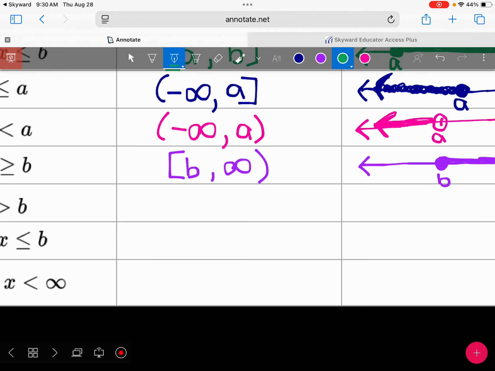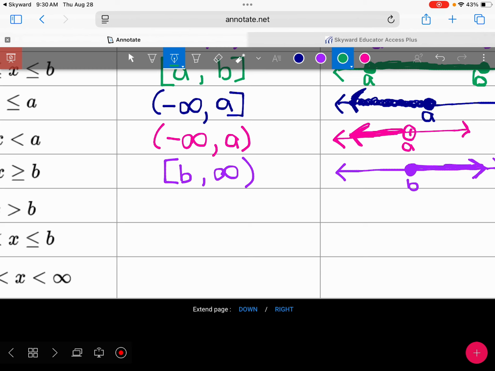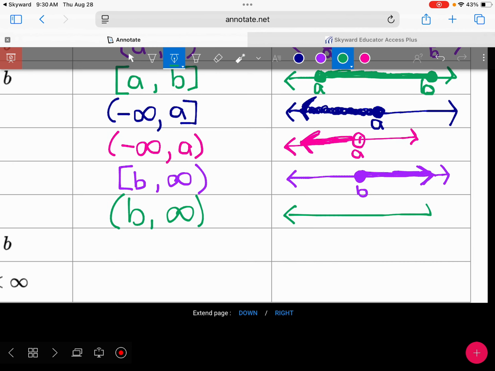So for our next one here, what is our interval? For x is greater than b, what's our interval? From b to infinity. But this time it's going to have a parentheses over here. The only thing different between this one and the one above it is that our b gets an open circle. Other than that, it's the same. So we just have our open circle right at the b.